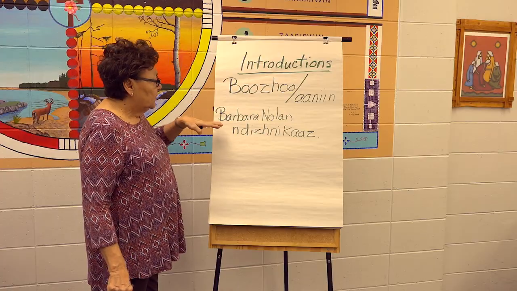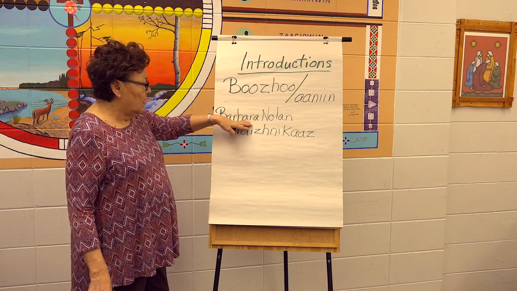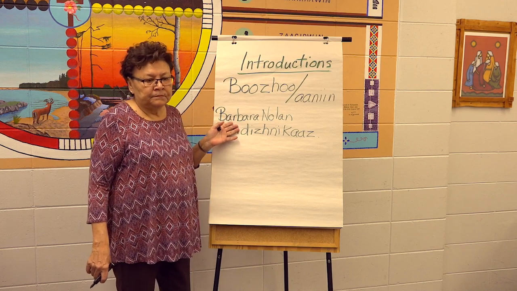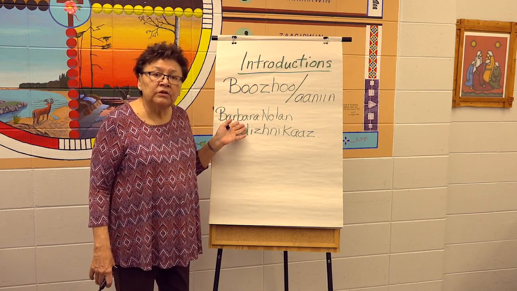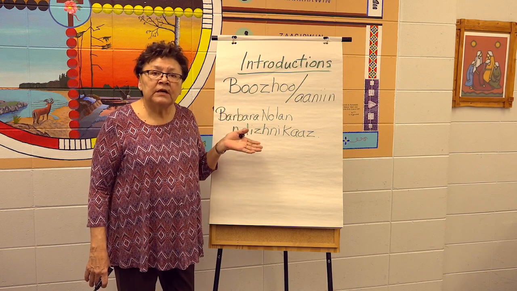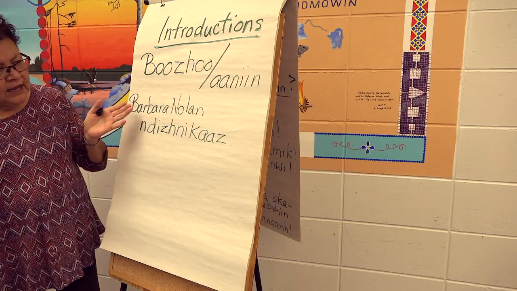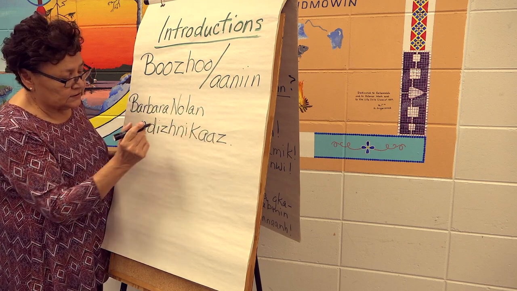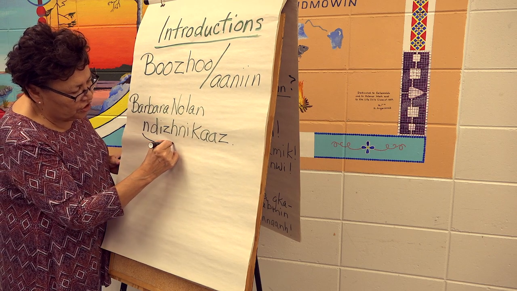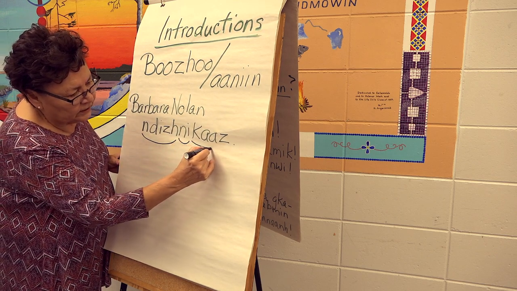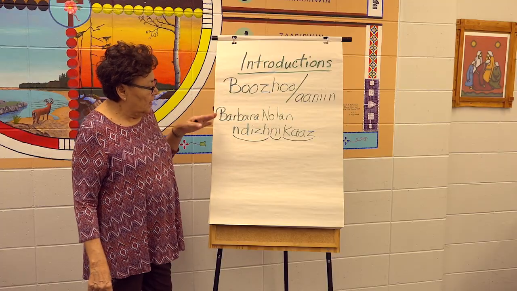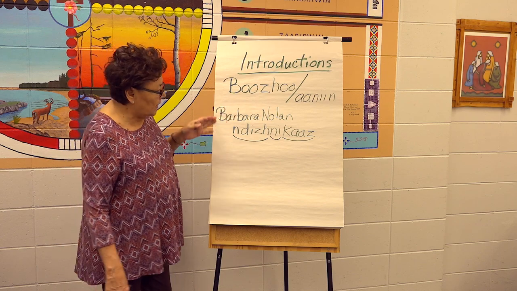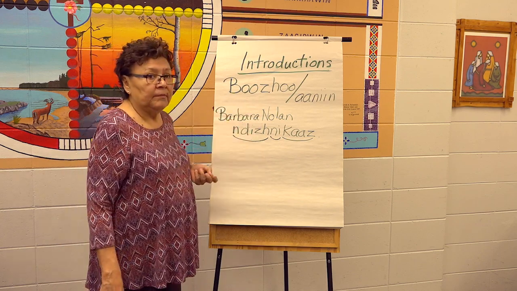Okay. So you could put your name on here. If your name is Henry Wabus, you can say Henry Wabos Ndishnikas. Or whatever your name is, you put that first, eh? And then you put Dishnikas. So it's Dishnikas. Okay? Barbara Nolan Dishnikas. Okay? So there I've told him my name.